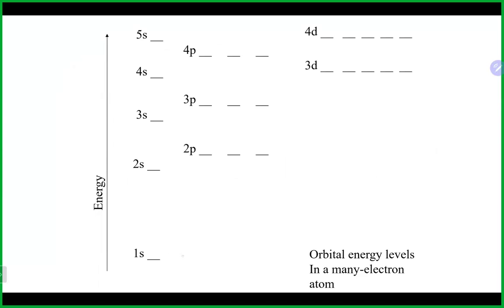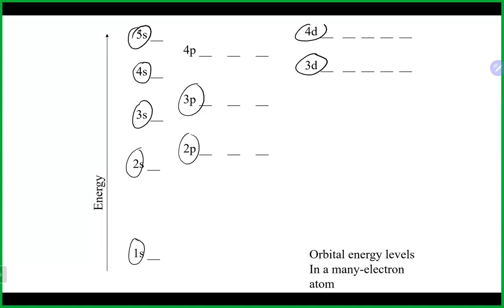So you can see we go 1s first, then 2s, 2p, 3s, 3p, and this is where the difference is. The 4s orbitals are actually lower in energy than the 3d orbitals. So the 4s orbitals would get the electrons first, and then they would go to the 3d, and that pattern follows up here as well.